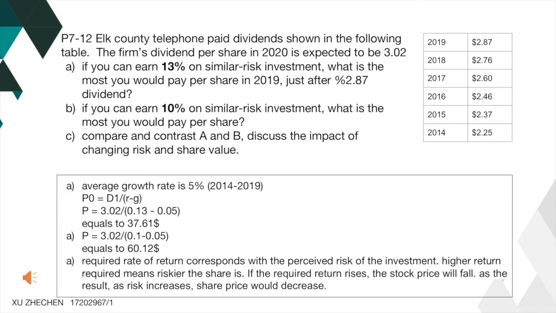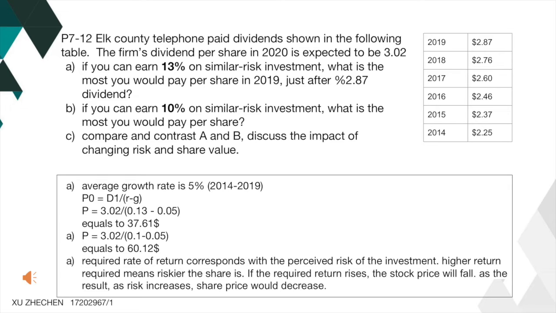So for question A, we use the same formula. Let P0 equal the current stock price, D1 the next expected dividend, R the required return, and G the expected dividend growth rate. So the stock price is P0 equals D1 divided by the difference of R and G. And we know the historical growth rate from 2014 to 2019 is on average 5%.